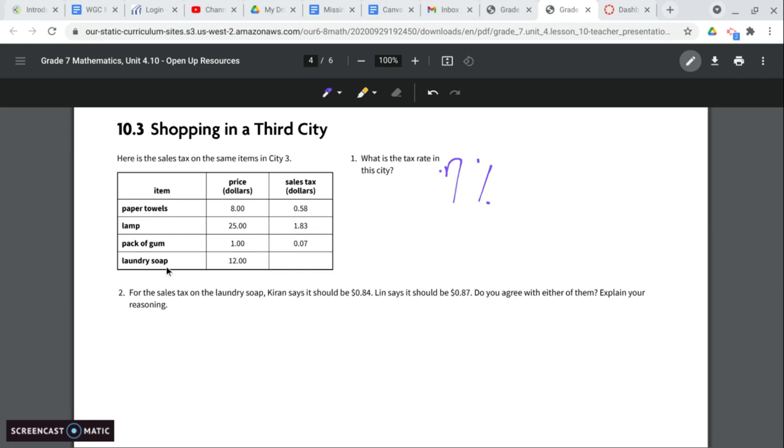All right, for number 2, for the sales tax on the laundry soap, Kieran says it should be 84 cents. Lynn says it should be 87 cents. Do you agree with either of them? So if we take 12 times 0.07, we should end up with 84. So yes, we should agree that this is 84 cents. So we should agree with Kieran.